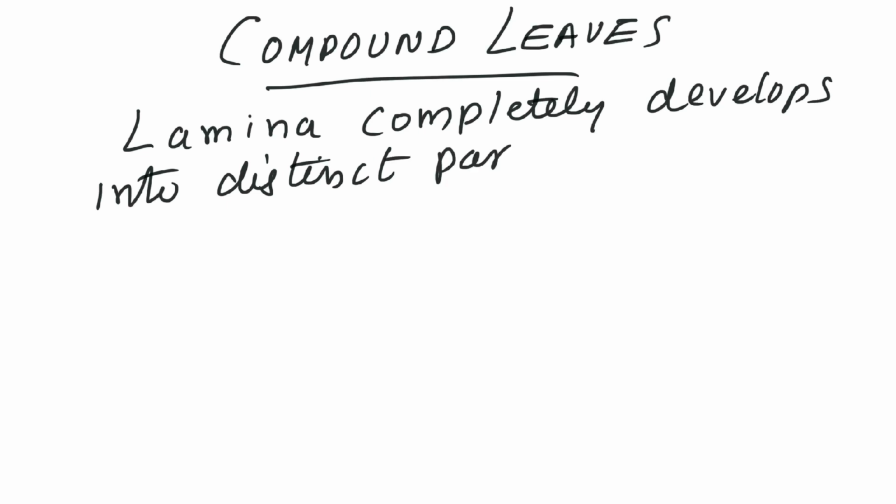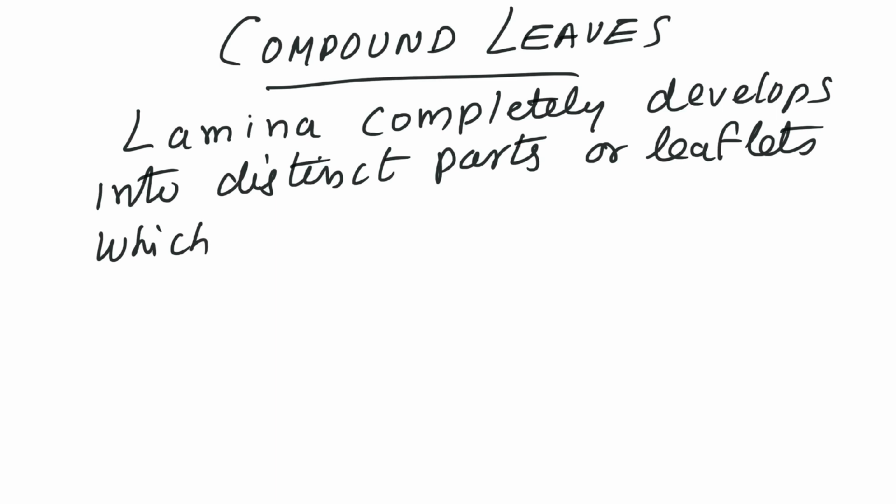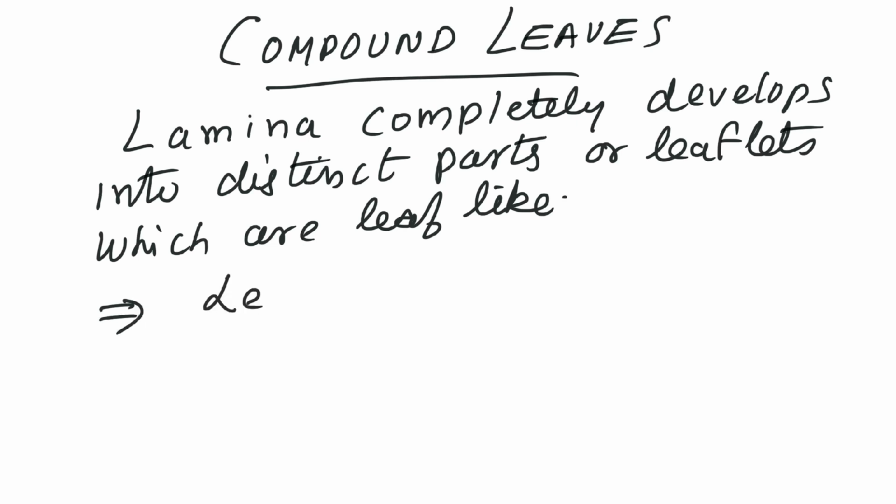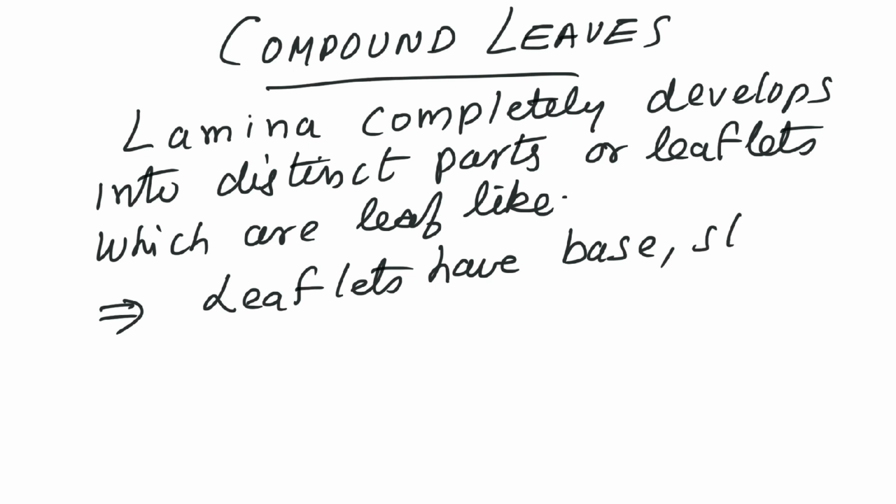Here compound itself means that we are dealing with leaf-like developments which are further seen on a leaf. So it's a lamina which completely develops into distinct parts or leaflets, which means parts in a leaf which look like a leaf. So that's a point. Now leaflets are mimicking or similar to a leaf, that means it is carrying out photosynthesis.